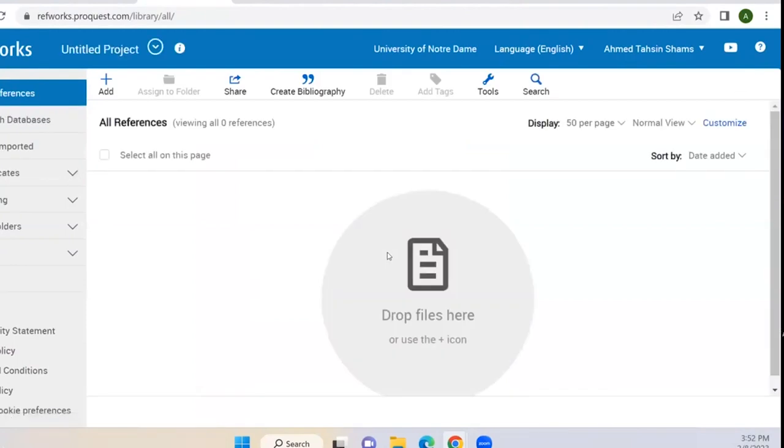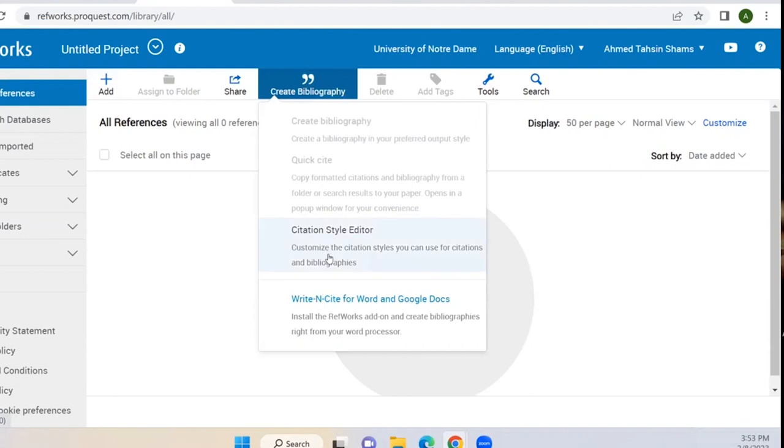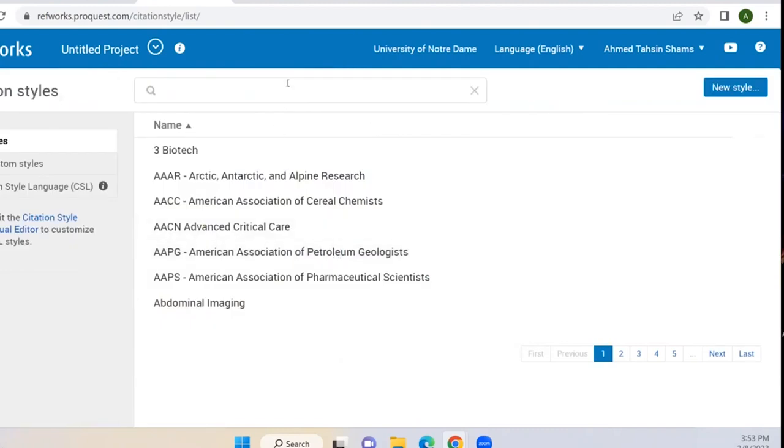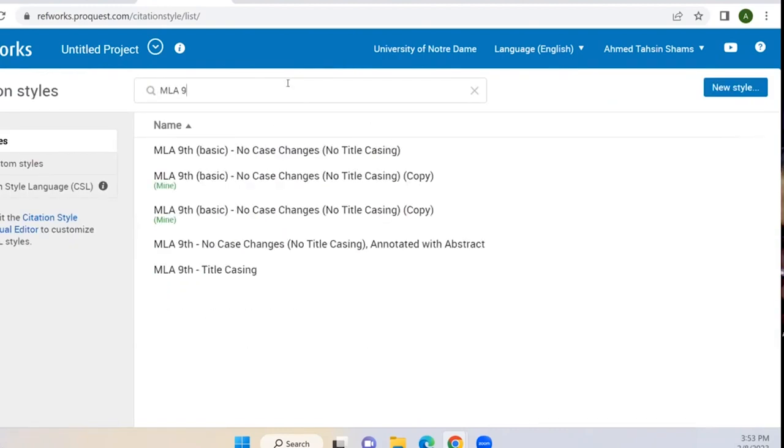Rather than signing in, use my institution. There is a bottom bar, use my institution, and then just type Notre Dame, University of Notre Dame. So now we are on this page. On this page, you can see here, on the left-hand side, there are bars on the top, create bibliography. If you click, then this appears, citation style editor. If you click there, then a search box will appear. So let's say I want MLA 9.